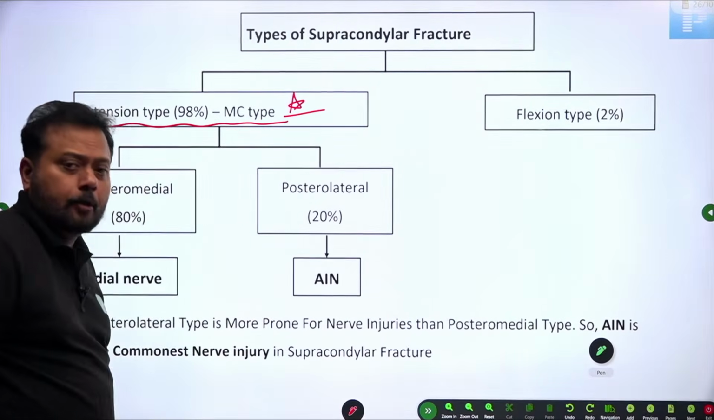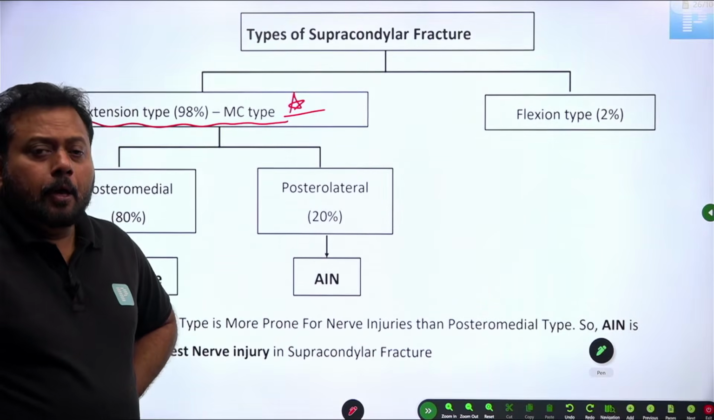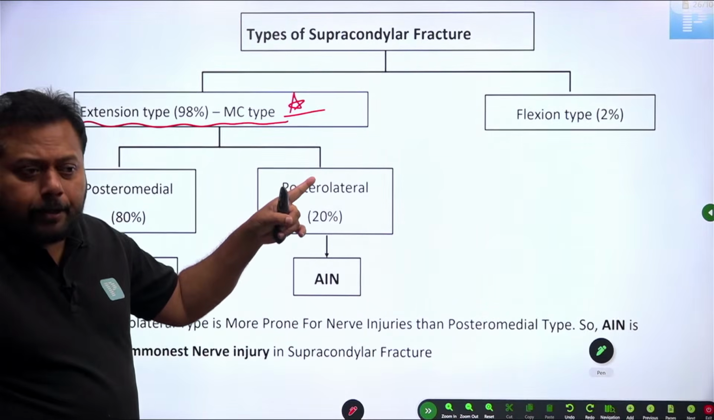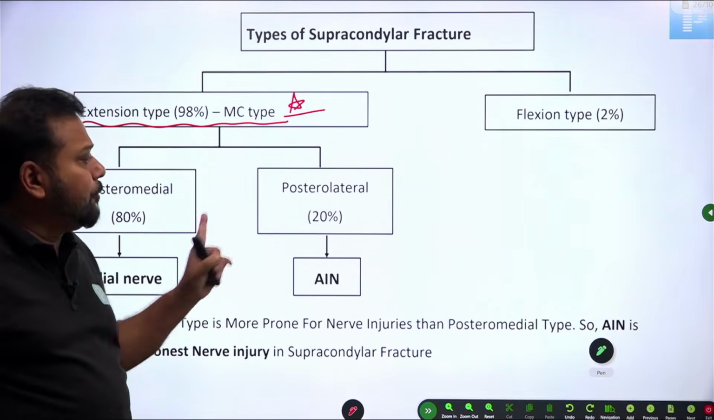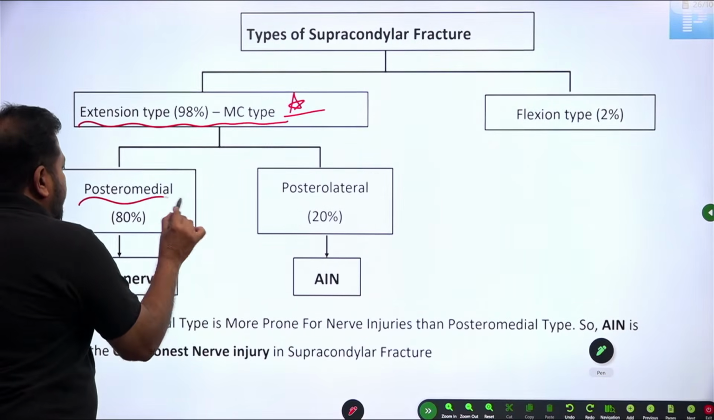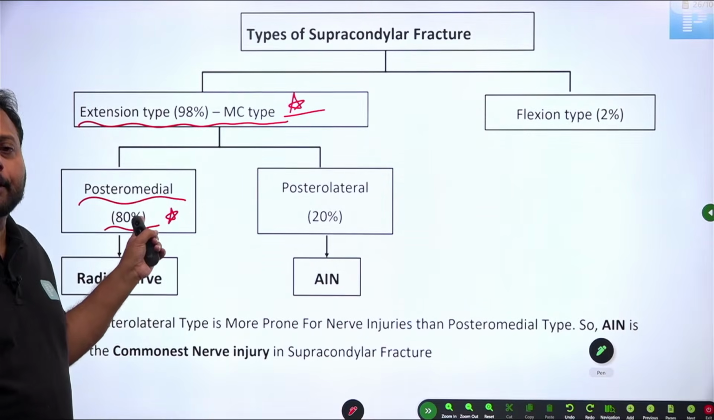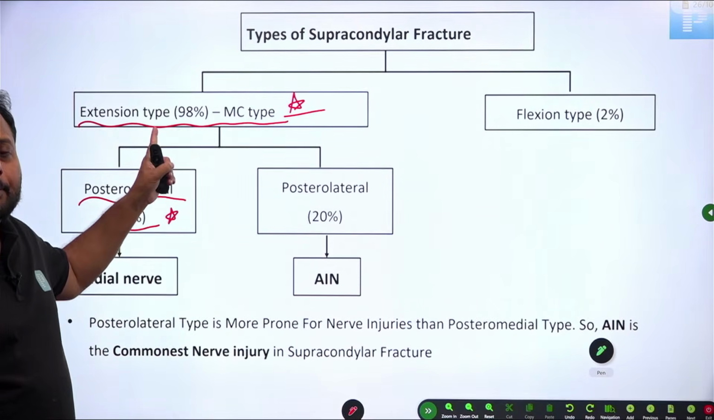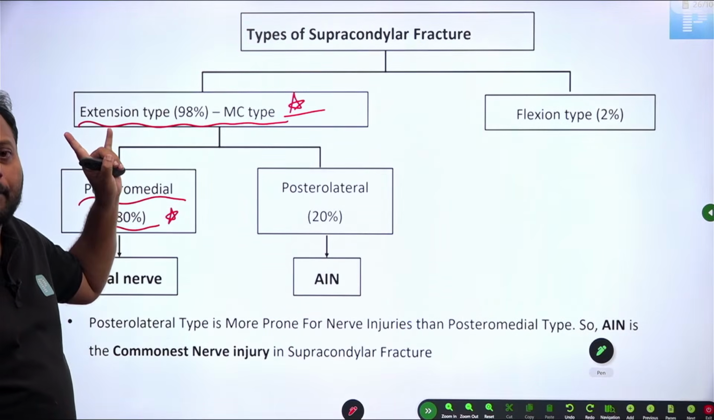Asked question. Most common type of supracondylar fracture is extension type. Flexion type is only 2%. The extension type is again subdivided into posteromedial, posterolateral, and the most common type is posteromedial. So the most common type of supracondylar fracture is posteromedial extension type.